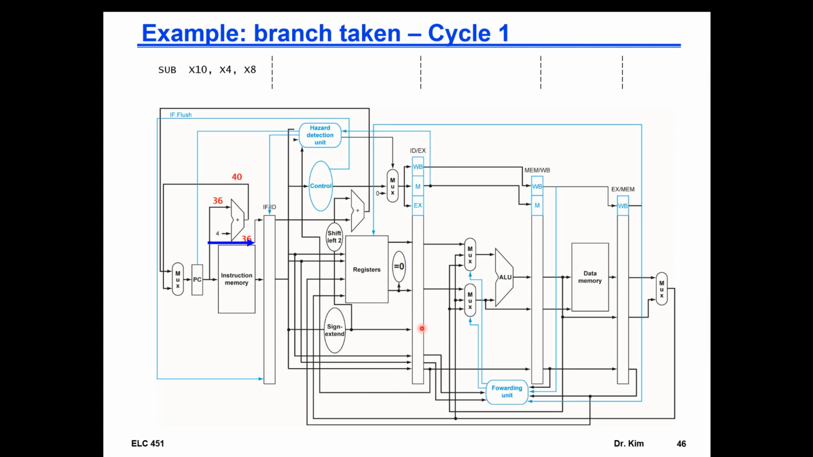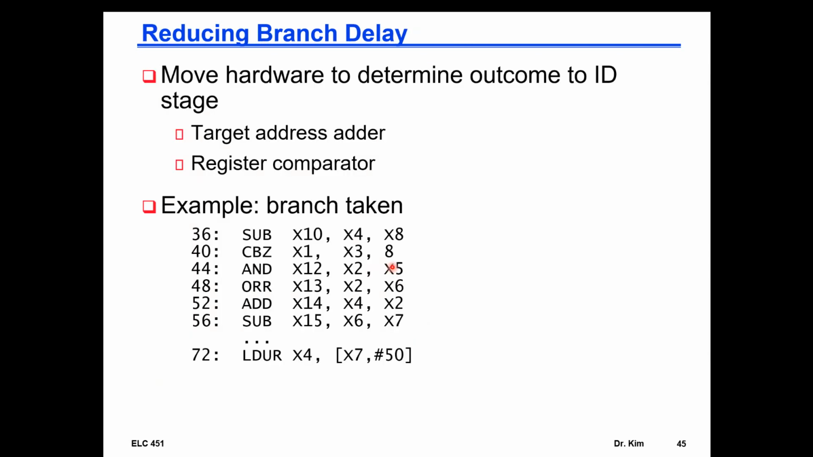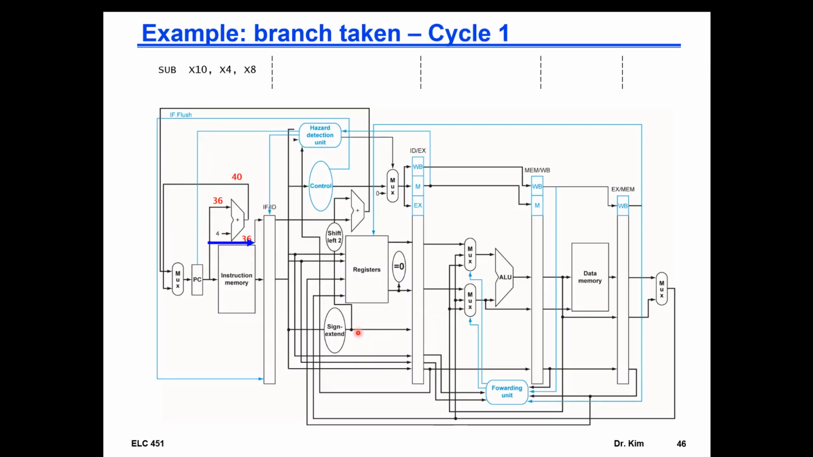So if we go back to the previous slide, this is going to compare the value of the register to 0. And that's enough information for us to find out if the branch is going to be taken, and now we don't have those 3 cycles of penalty.